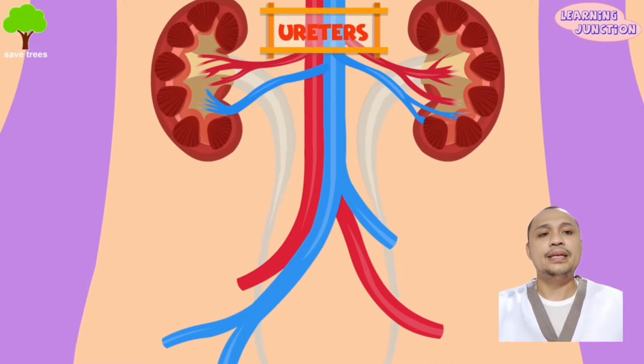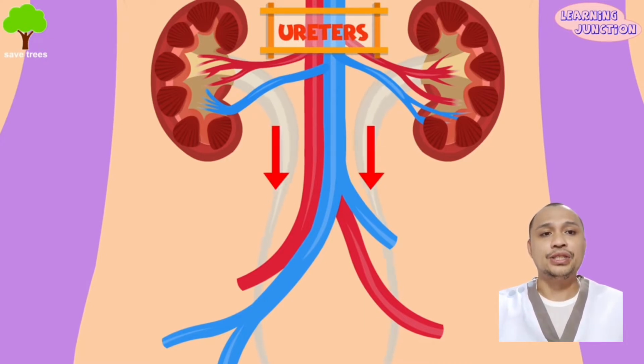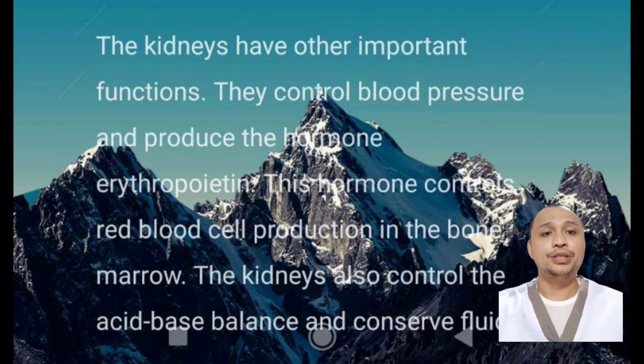The kidneys have other important functions. They control blood pressure and produce the hormone erythropoietin. This hormone controls red blood cell production in the bone marrow. The kidneys also control the acid-base balance and conserve fluids.